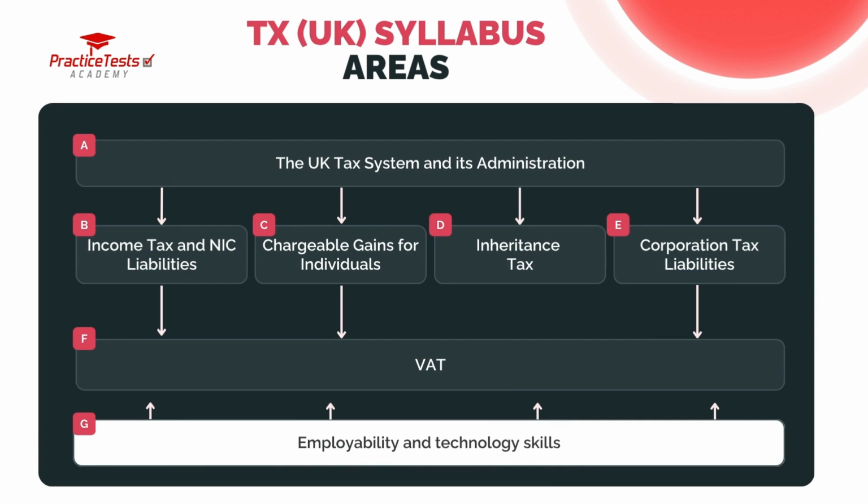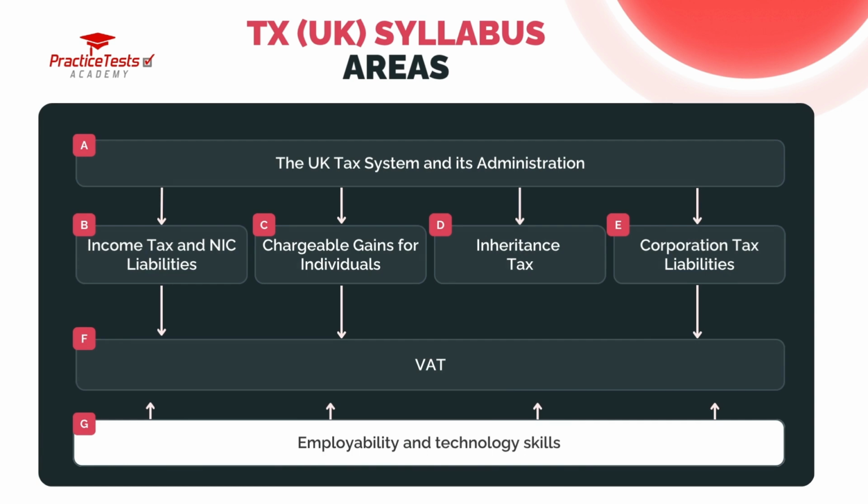Then we have Part E, corporation tax liabilities, which is where you move into company tax. You'll cover how to calculate profits for companies, claim capital allowances, and understand the impact of group structures. Part F focuses purely on VAT, value-added tax. You'll need to know when a business should register, how to calculate VAT due, and how special schemes like the flat rate or cash accounting schemes work.